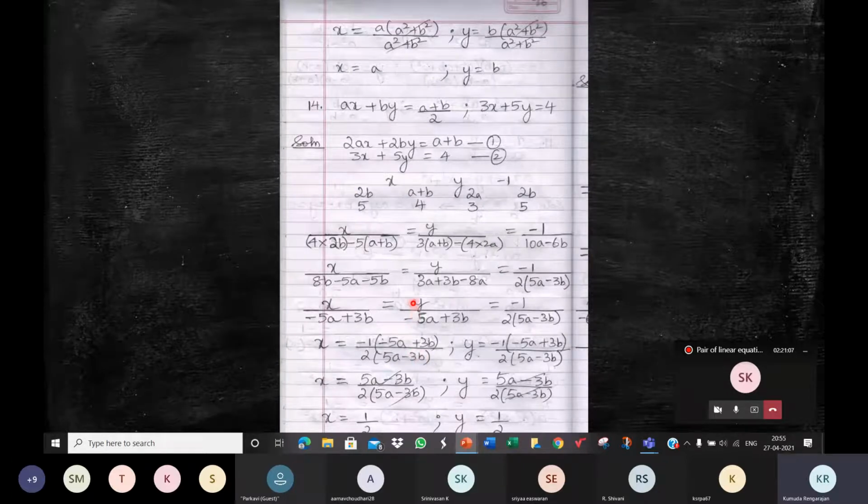And the same thing here, y is equal to this into this, minus 1, you can see it here, and this one in a bracket, minus 5a plus 3b in a bracket, divided by 2 into 5a minus 3b.